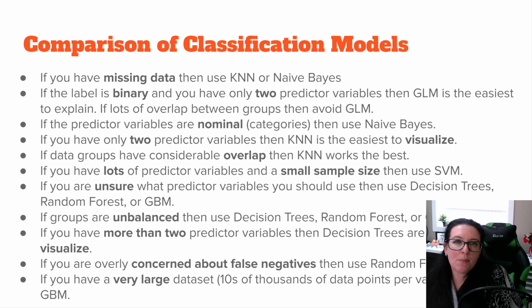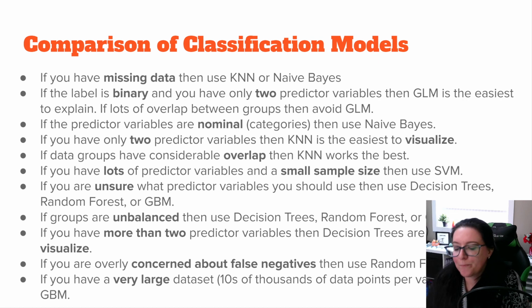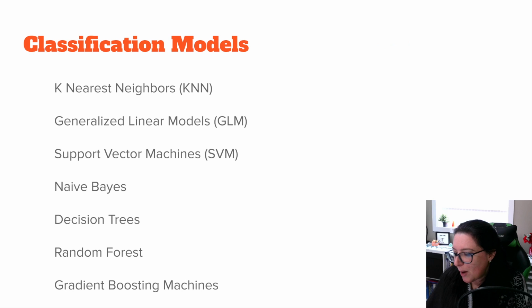But if you're quite concerned about false negatives, you should be using random forest. And if you have a very large data set with tens of thousands of data points per variable, then you should be looking at the gradient boosting machines. But we're going to focus here on decision trees.